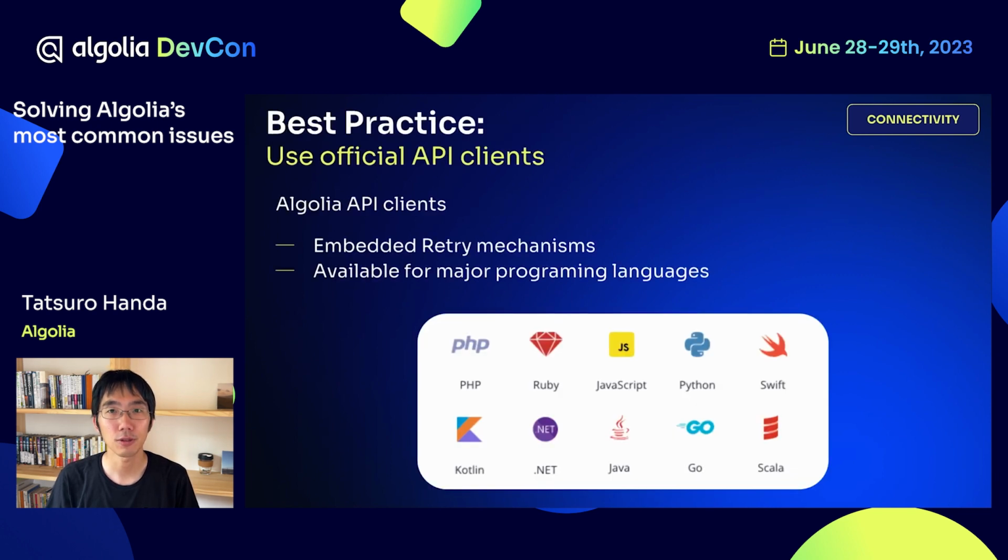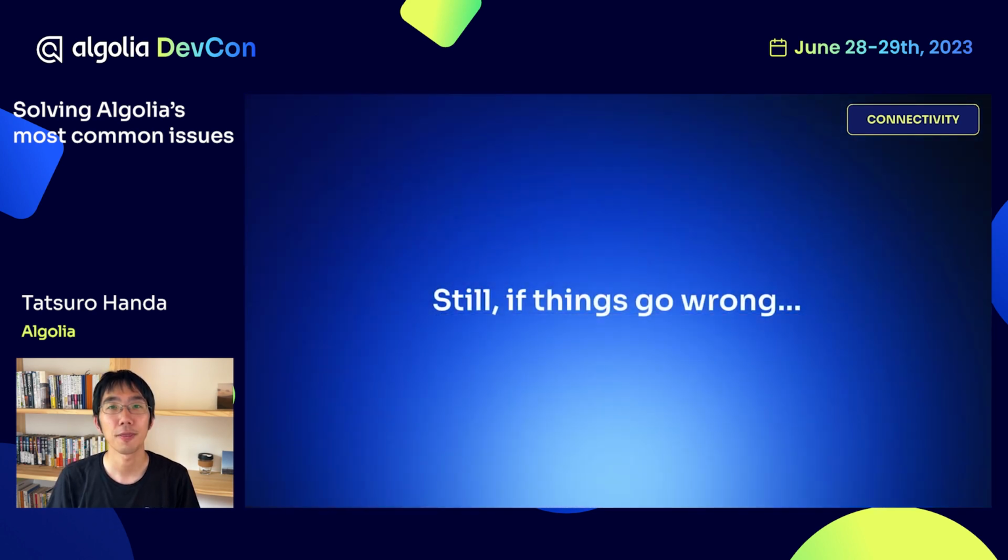The best practice to avoid network instability is to use Algolia's official API clients. Algolia has open-sourced API client implementations for major programming languages, which come with embedded retry mechanisms for connectivity issues. By using them, you can expect the API client to automatically retry failed requests against the redundant API endpoints. However, there are still cases where this retry logic cannot help. For example, when the client totally loses its connectivity because of an underlying network configuration problem.